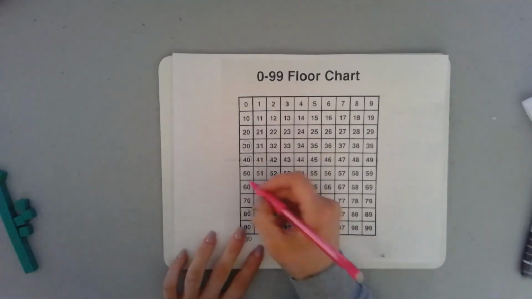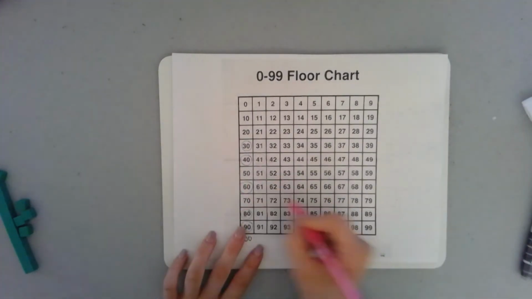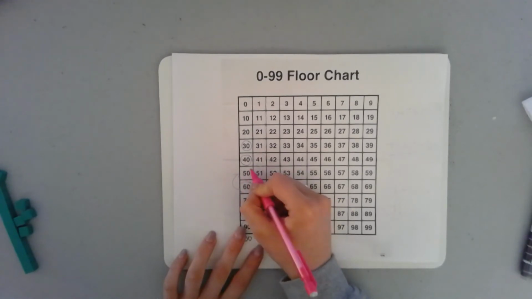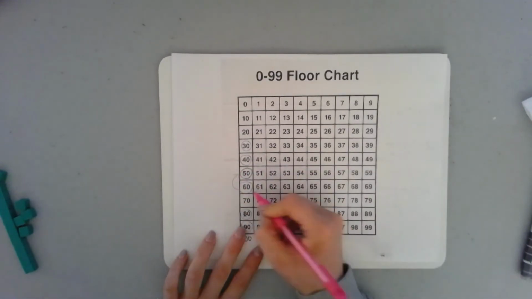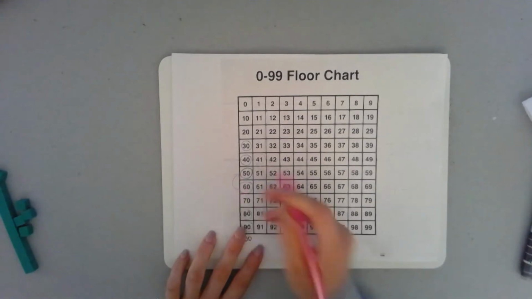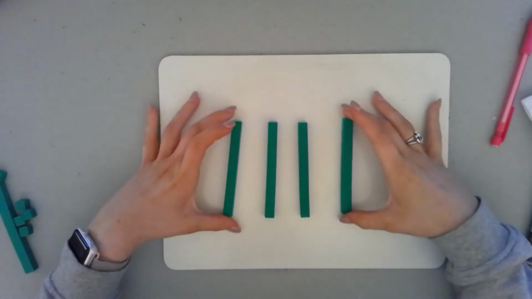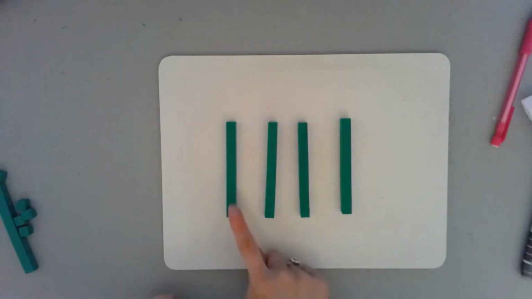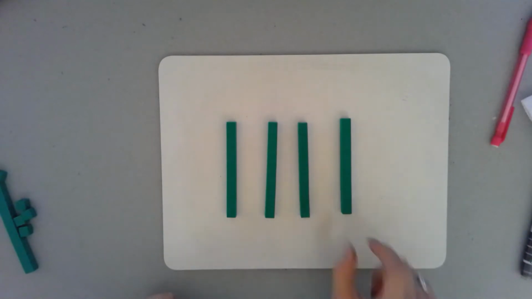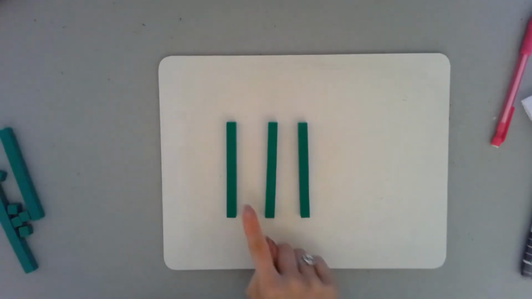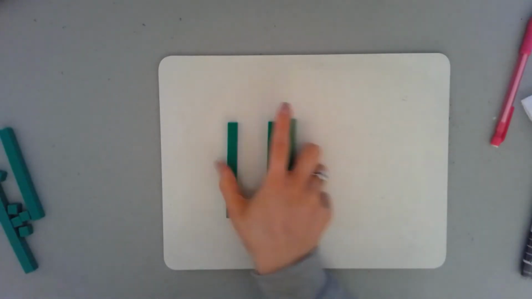Same thing with your 100s chart. 60, you're going backwards 10. You got 50. So 10 less than 60 is 50. Doing it with base 10. You're not adding, you're taking away. So what is 10 less than 40? Well, we have 10, 20, 30, 40. 10 less, 10, 20, 30. So those should be pretty easy and in your head.